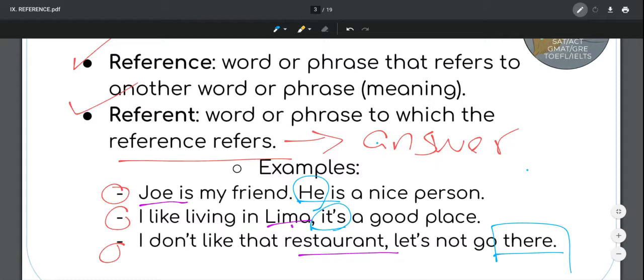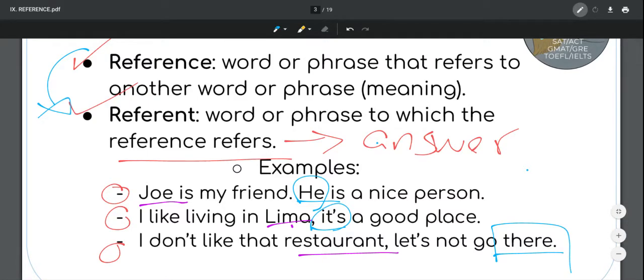So this is a very important thing. All the references mean nothing. They don't have any particular meaning. They only contain a meaning when you join them to the previous referent. This is very important, and this is going to be important in your writing section too.